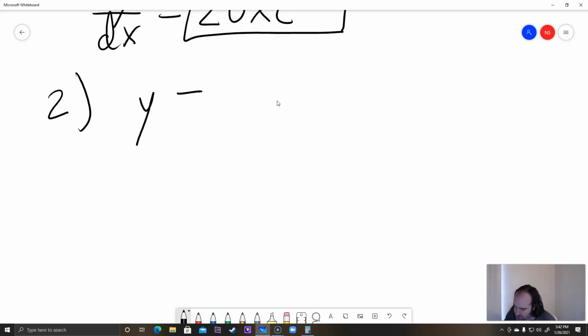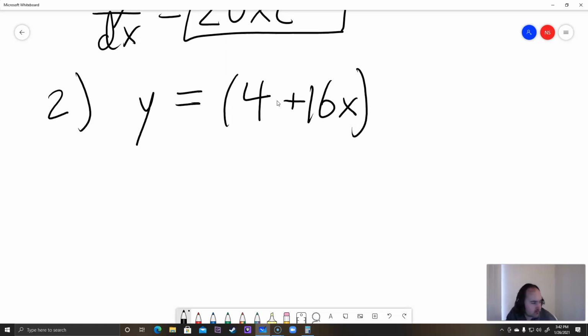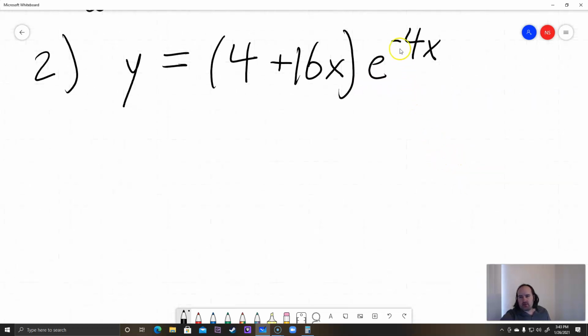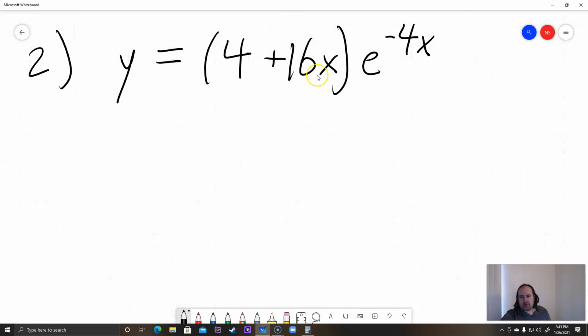This one is y equals the quantity 4 plus 16x times e to the negative 4x. Okay? So there's a couple ways you could do this problem. The first way would be to just use the product rule the way it's written. Okay? And then the other way would be to distribute and then use the product rule for the second term. Either way is fine. However, I think I'd rather just use the product rule the way it's written. So that's what I'm going to do.